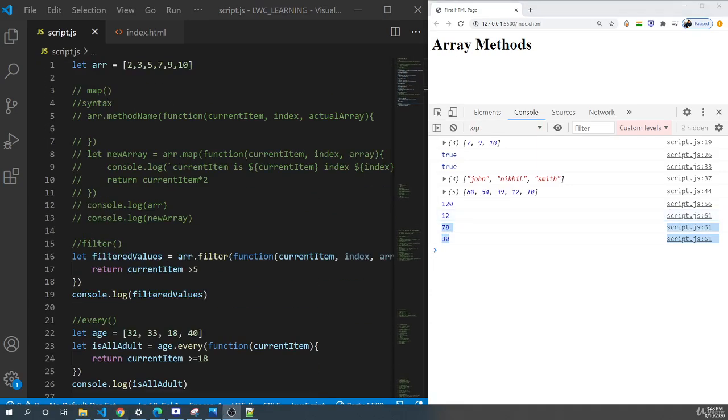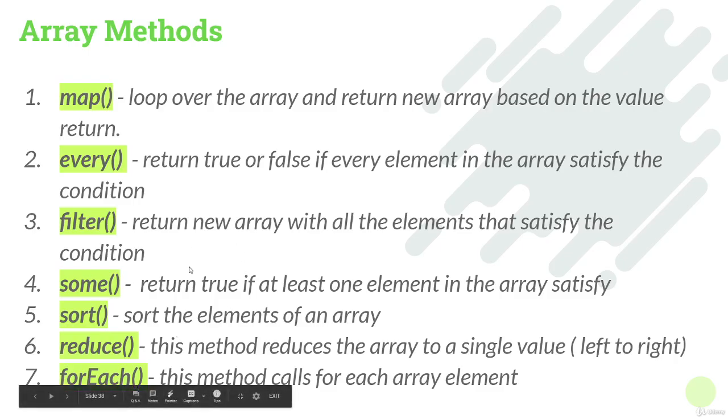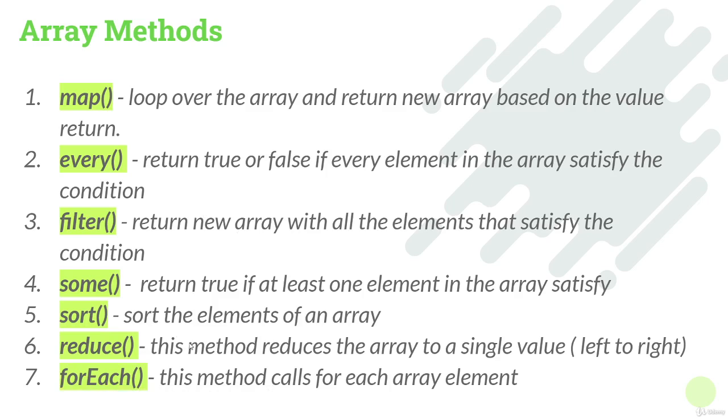So we have seen different types of methods, and we covered all 7 different types of methods, and it's a form of a loop, but in functional programming we use these methods and they are heavily used in LWC.